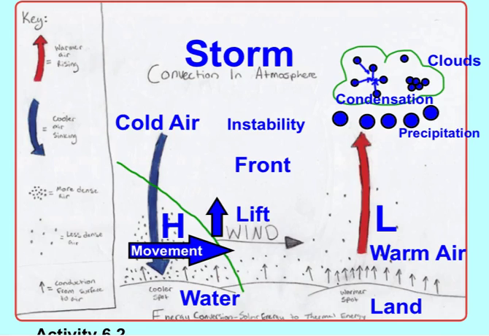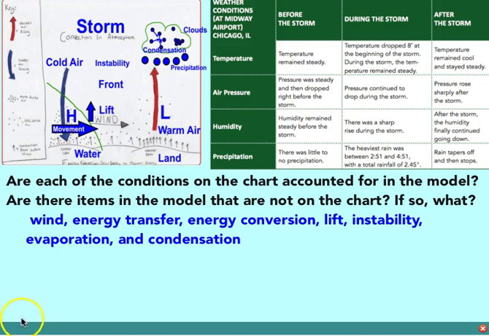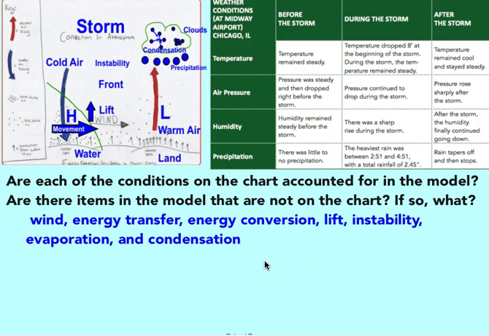So, a couple things before we get started. Now, when we look at what we did in 6.1 and when we look at our model, are each of the conditions on this chart accounted for in the model? If you look at temperature, yeah, temperature is accounted for. We know that it's going to be warmer here, cooler here. How about air pressure? Well, we know that we have a low here. We have a high here, so you're going to have lower air pressure, higher air pressure.